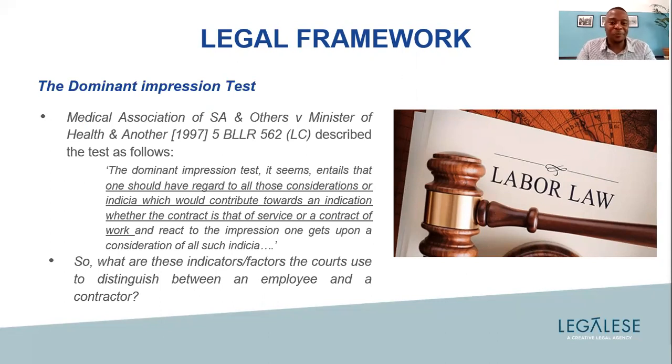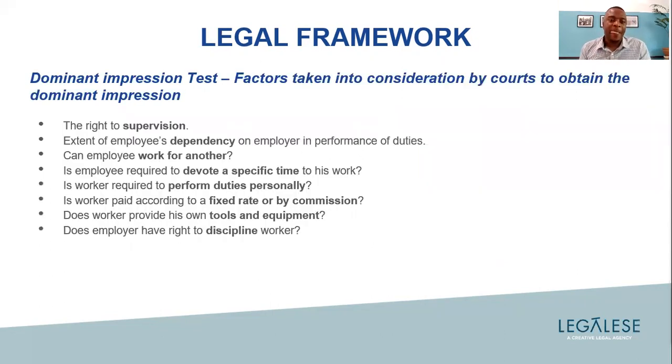Let's move on now to what are the factors or indicators which form part of this dominant impression test that courts use to distinguish between an employee and an independent contractor. Now, these are the following. In fact, you don't have to prove all of these factors. A person who claims to be an employee does not need to prove all of them. They can prove one or more of these factors.